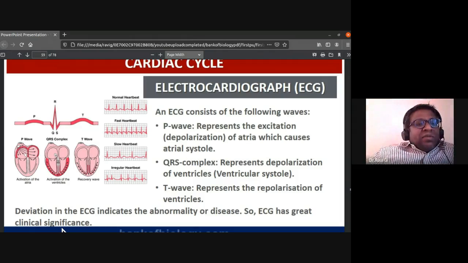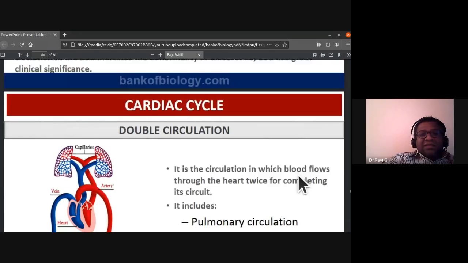P wave, you should remember it as the activation or depolarization of atria, that is atrial systole. QRS complex represents the ventricular systole, depolarization of ventricles. T wave represents the repolarization of the ventricles, and is called the recovery wave. So this is P, QRS, and T waves. ECG has great clinical significance.